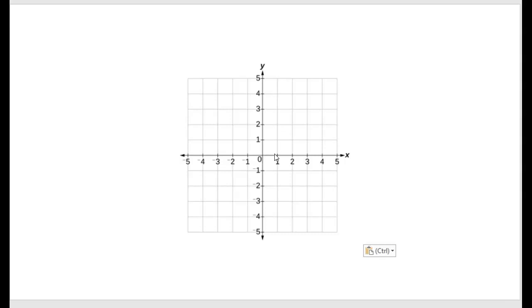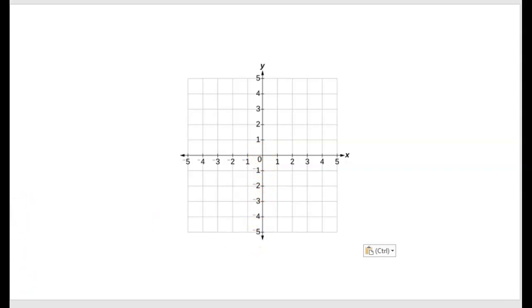All my x values get bigger as I go right, and all my x values get smaller as I go left. My y values get larger and more positive as I go up, and my y values become more and more negative as I go down.